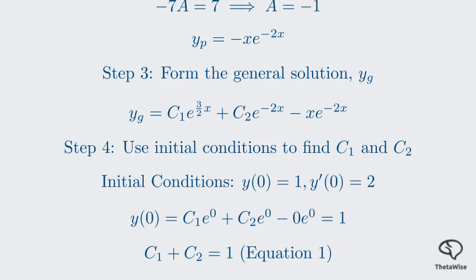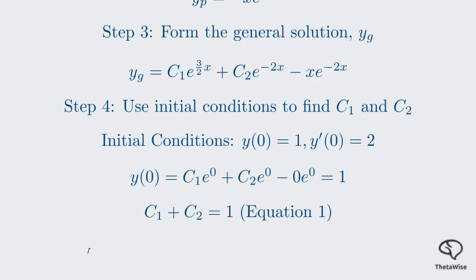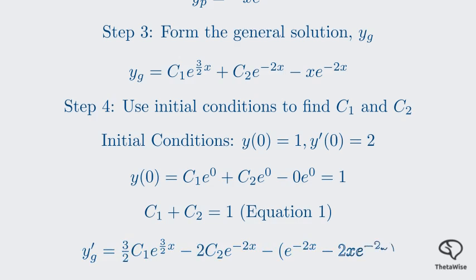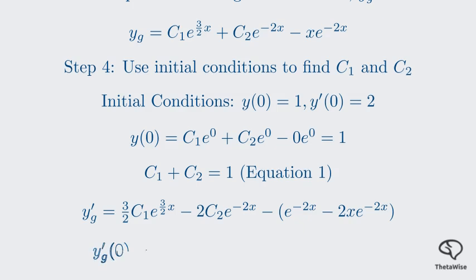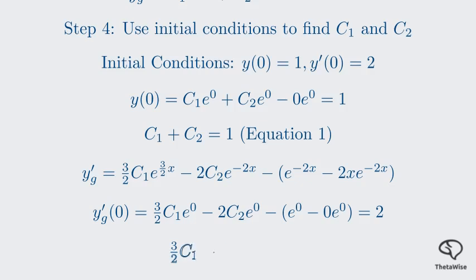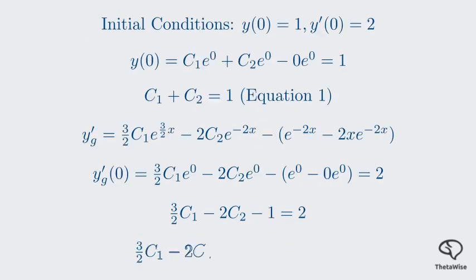Next, we need the derivative of y_g. Let's be careful with the product rule on the last term. y_g prime is 3/2 c1 e to the 3/2 x minus 2 c2 e to the minus 2x, and the derivative of the last term is e to the 2x plus 2x e to the 2x. Now we use the second condition, y'(0) equals 2. Substitute x equals 0 into y_g prime and set it equal to 2. y_g prime at 0 is 3/2 c1 minus 2 c2 plus 1. This equals 2. Rearranging this gives our second equation, 3/2 c1 minus 2 c2 equals 1.